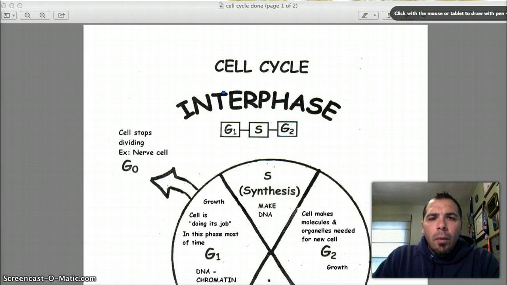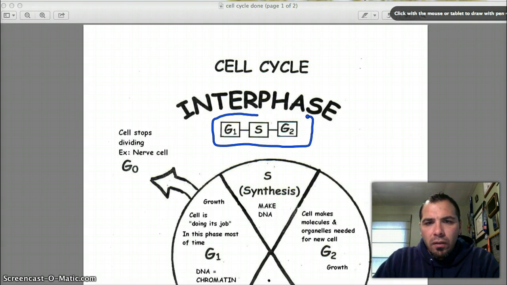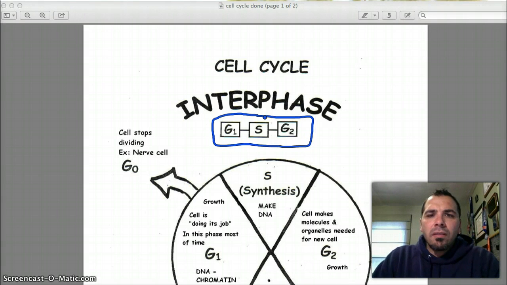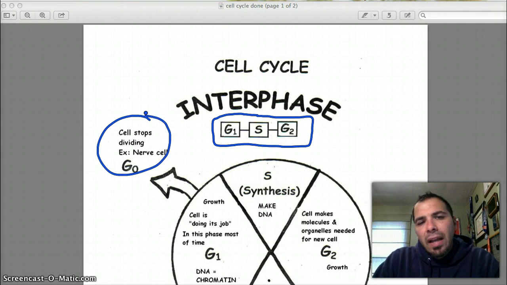So when we talk about the cell cycle, this is that important part, interphase. And again, you need to remember that these are the three parts of interphase: G1, S, and G2. G1 being growth 1, S, and then G2. And of course we also talked about G0, where cells stop dividing. Nerve cells will be in G0. But when I talk about interphase, make sure you understand there's G1, S, and G2. And so interphase basically represents the phases in between mitosis.